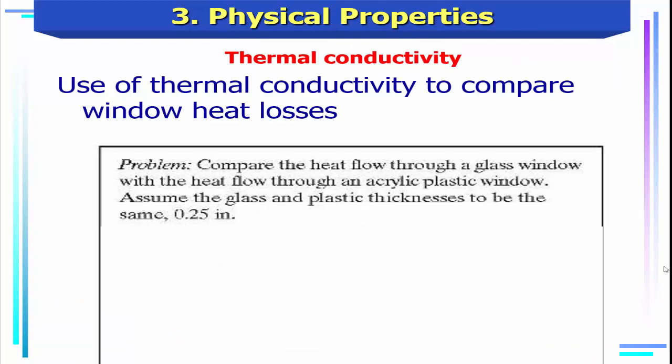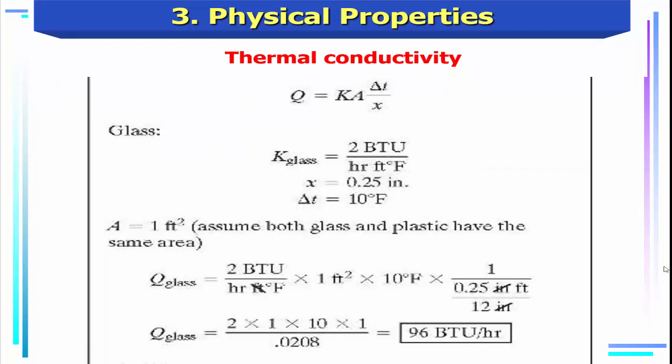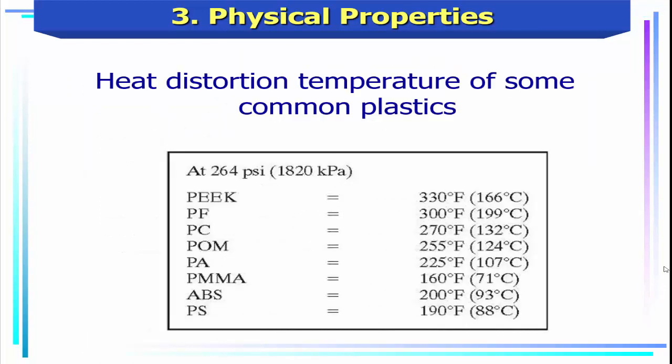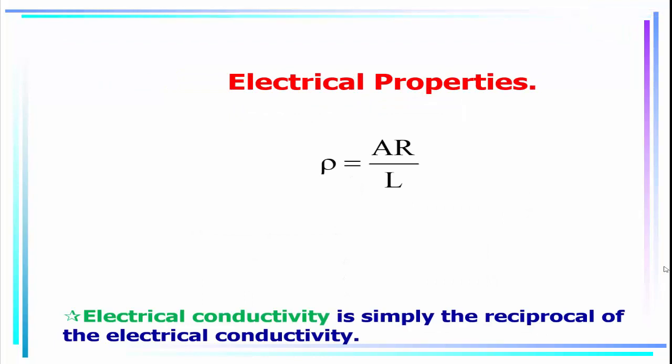So it's the use of thermal conductivity to compare window heat losses. There is an exercise here where you can just apply the equation straightforwardly and you find the solution. We have also the heat distortion temperature of some common plastics.